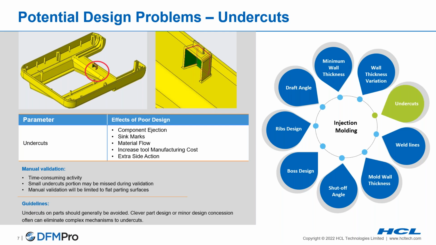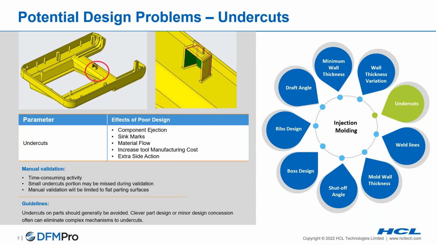As we are already aware, manual validation of an undercut is a time-consuming activity. Small undercut portions may be missed during the validation, and manual validation will be limited to a flat parting line. In the case of complex plastic parts where the parting line is non-planar, the undercut identification is more difficult.